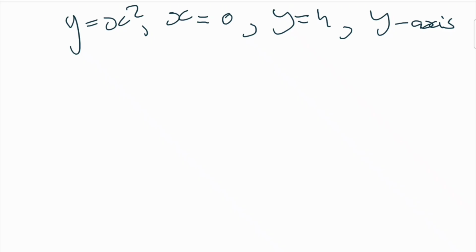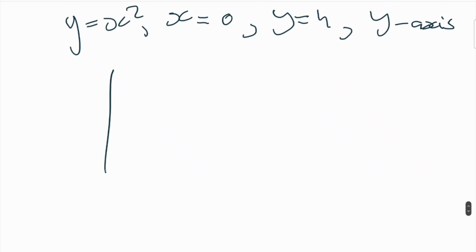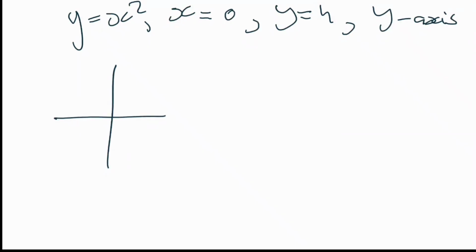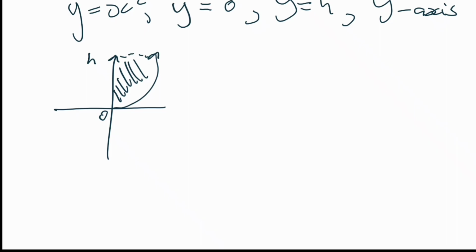So, the first thing we are going to do is graph this out. So, we know that if x equals 0, then y must also equal 0. So we can change this here to y equals 0. So we'll have our lower and upper limits, our function, like this, okay? And then rotating it around the y-axis.